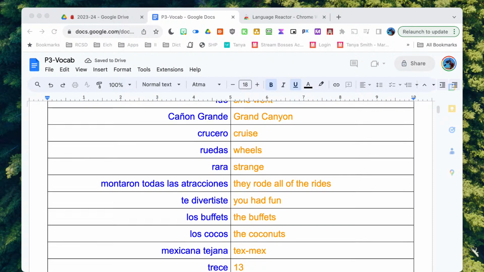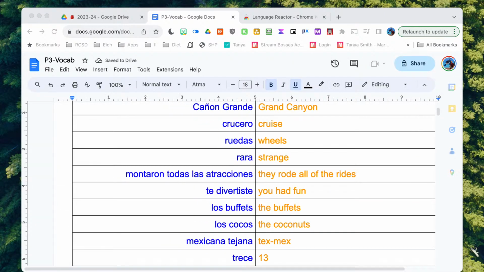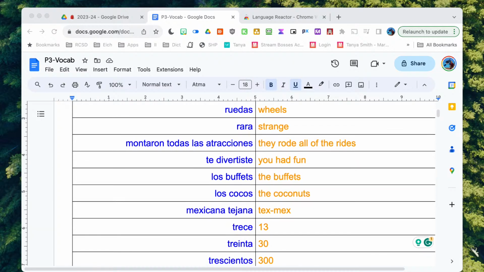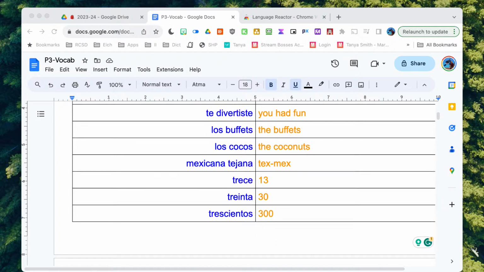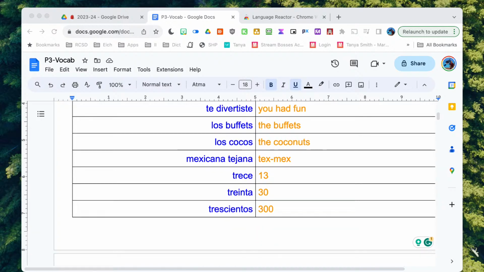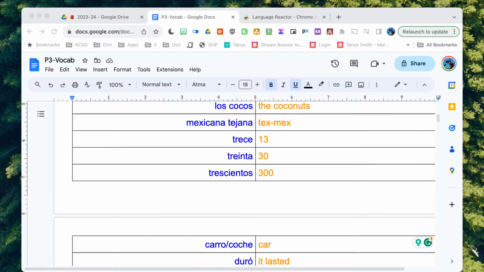We had Grand Canyon. This one was funny because she said she took a cruise and she cruised to the Grand Canyon, which we all know is landlocked in a desert. So we had some fun with that. We talked about going to Las Vegas and eating at the buffets. I don't remember how coconuts got into the conversation, but it did.